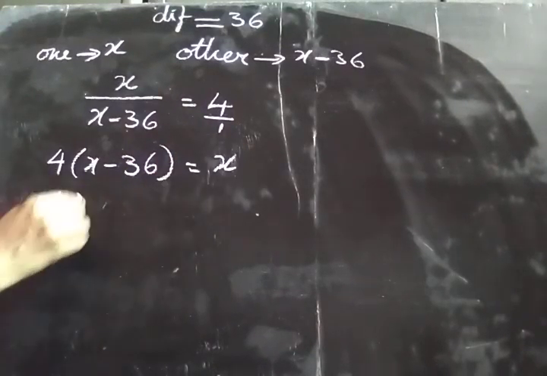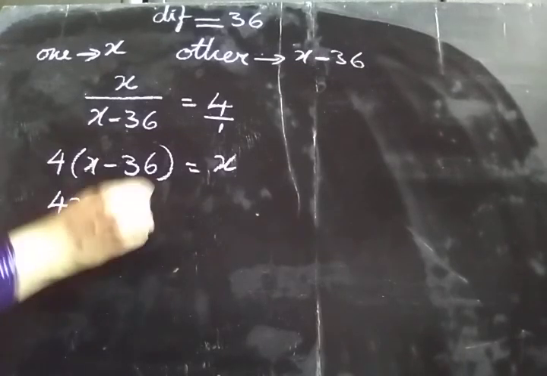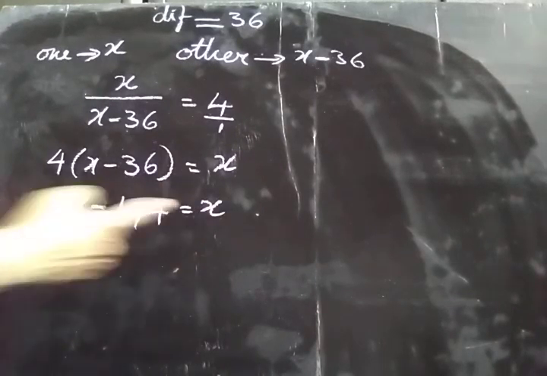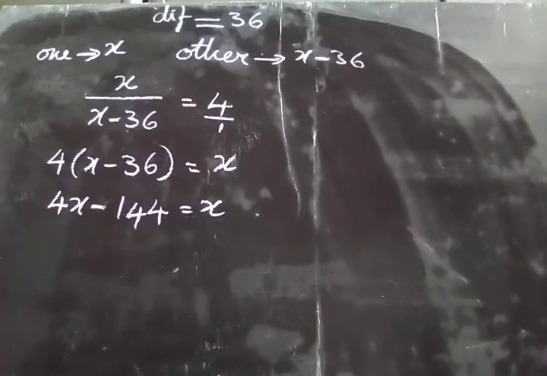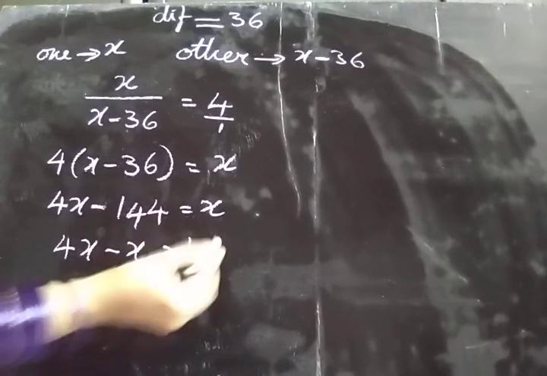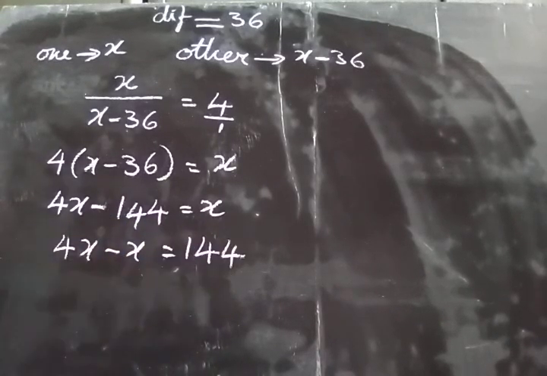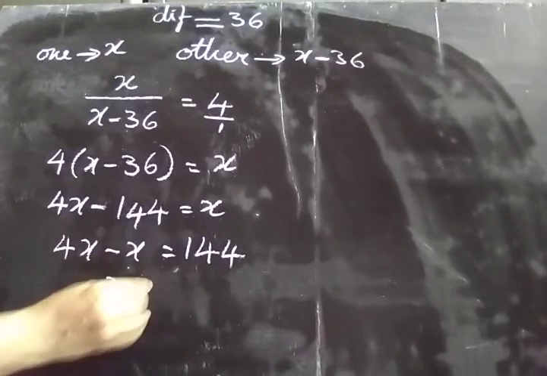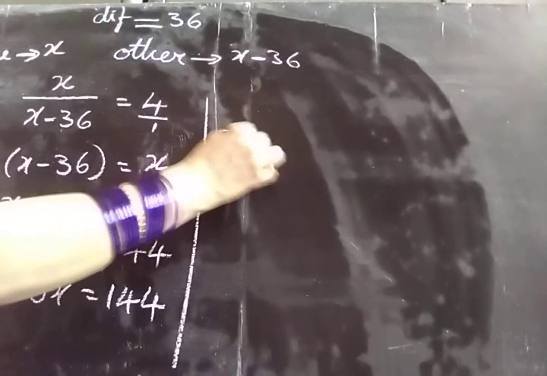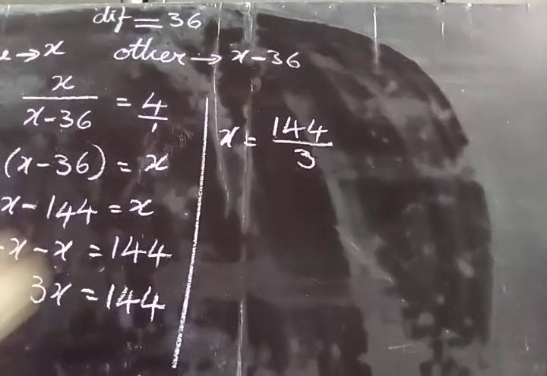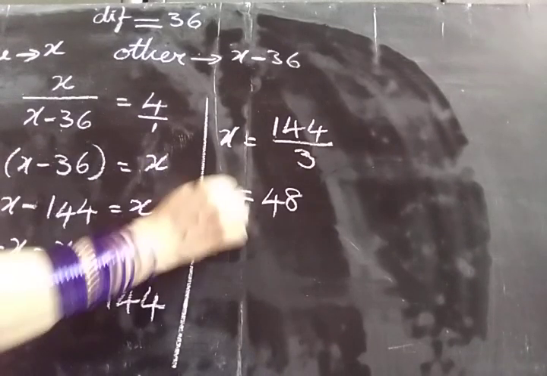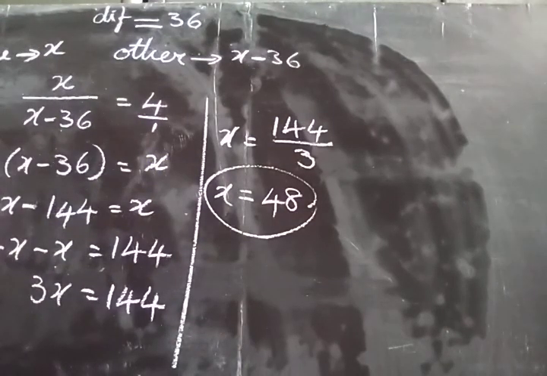Now 4 into x, 4x minus 36 into 4. 4 6s are 24, 4 3s are 12 plus 2, 14, so 144, is equal to x. Transpose x to this side and the constant to the right-hand side. So 4x minus x is equal to minus 144 becomes plus 144. Now 4x minus x, 3x. 3x is equal to 144. x is equal to 144 by 3. So 3 4s are 12, 24, 3 8s. So x is 48.